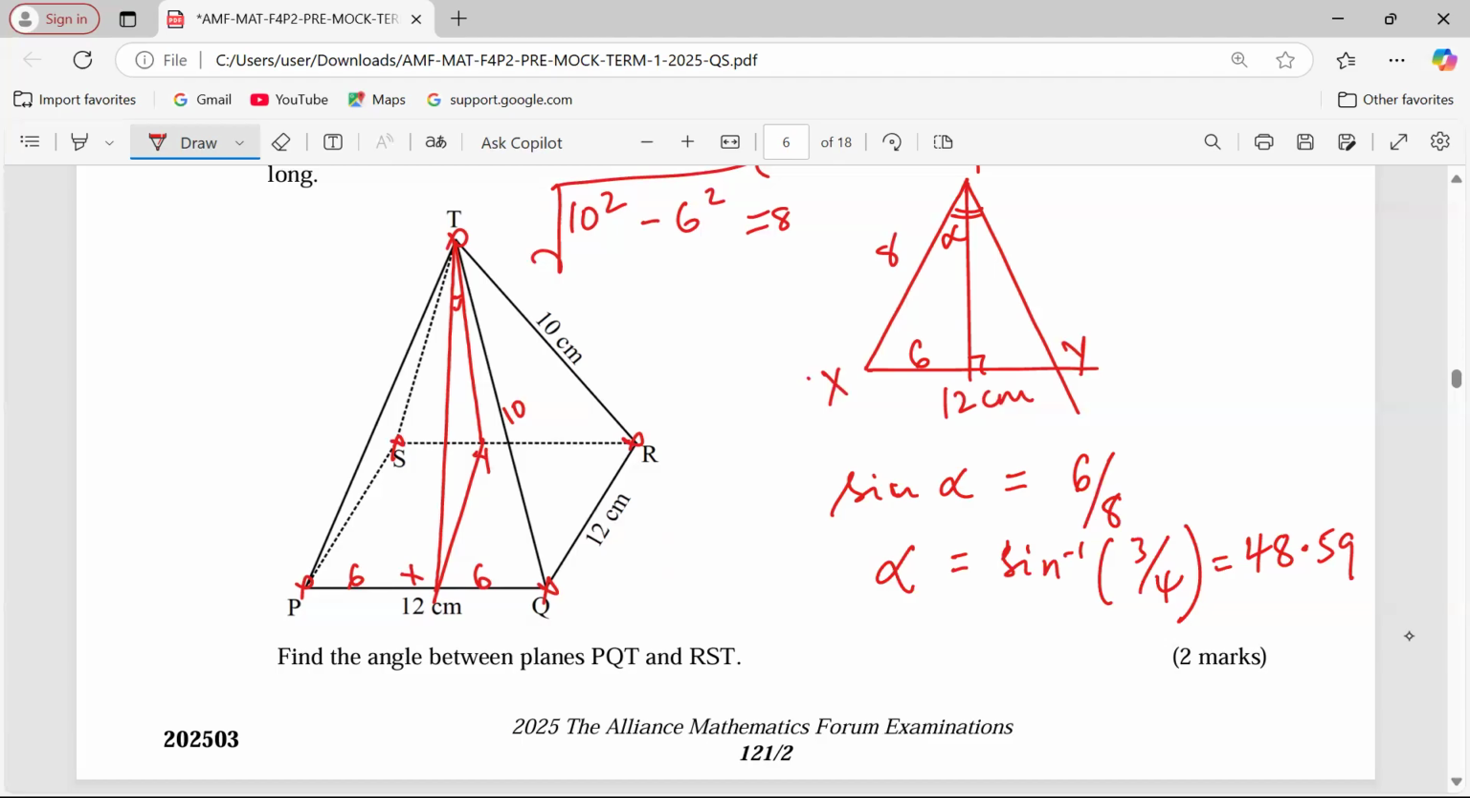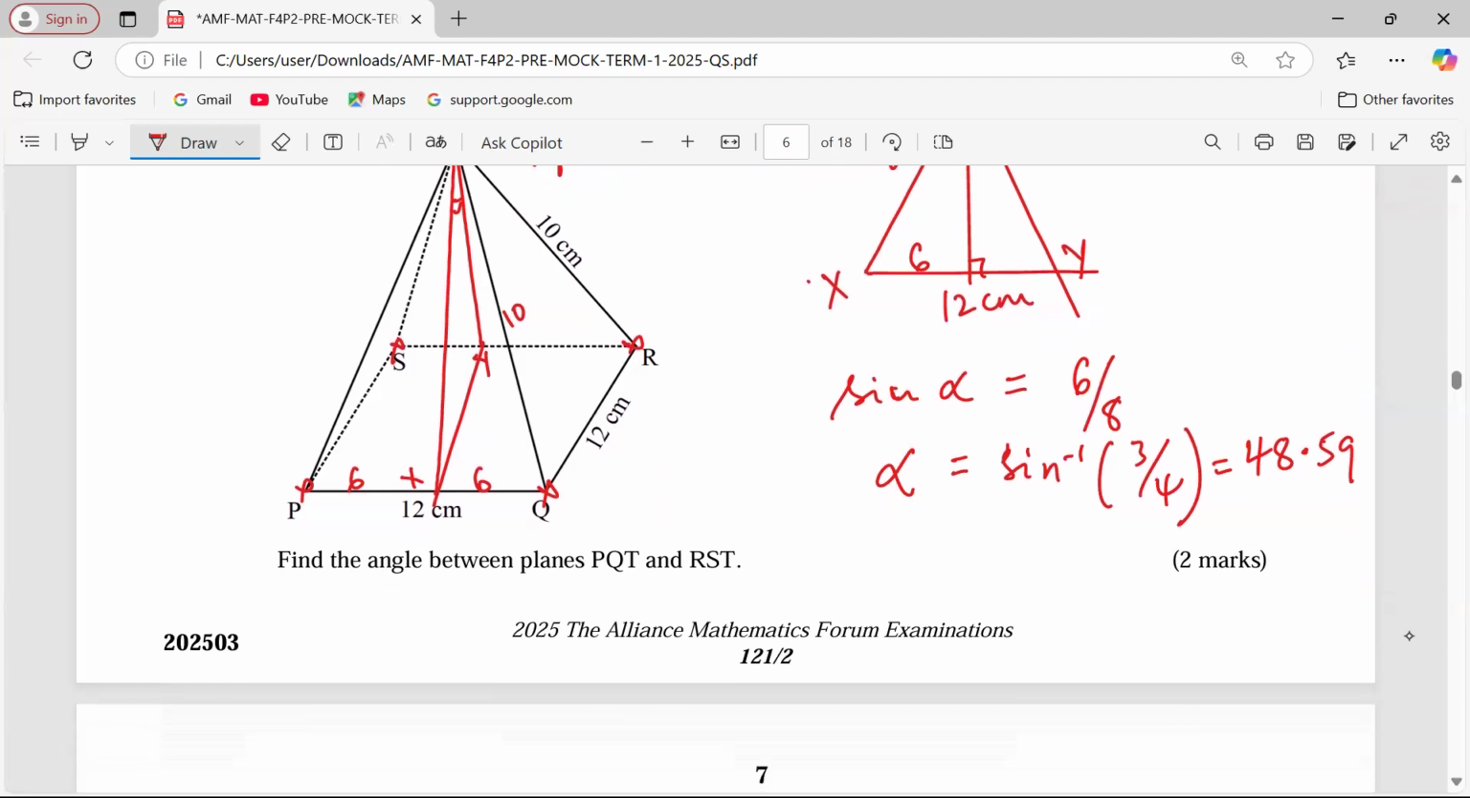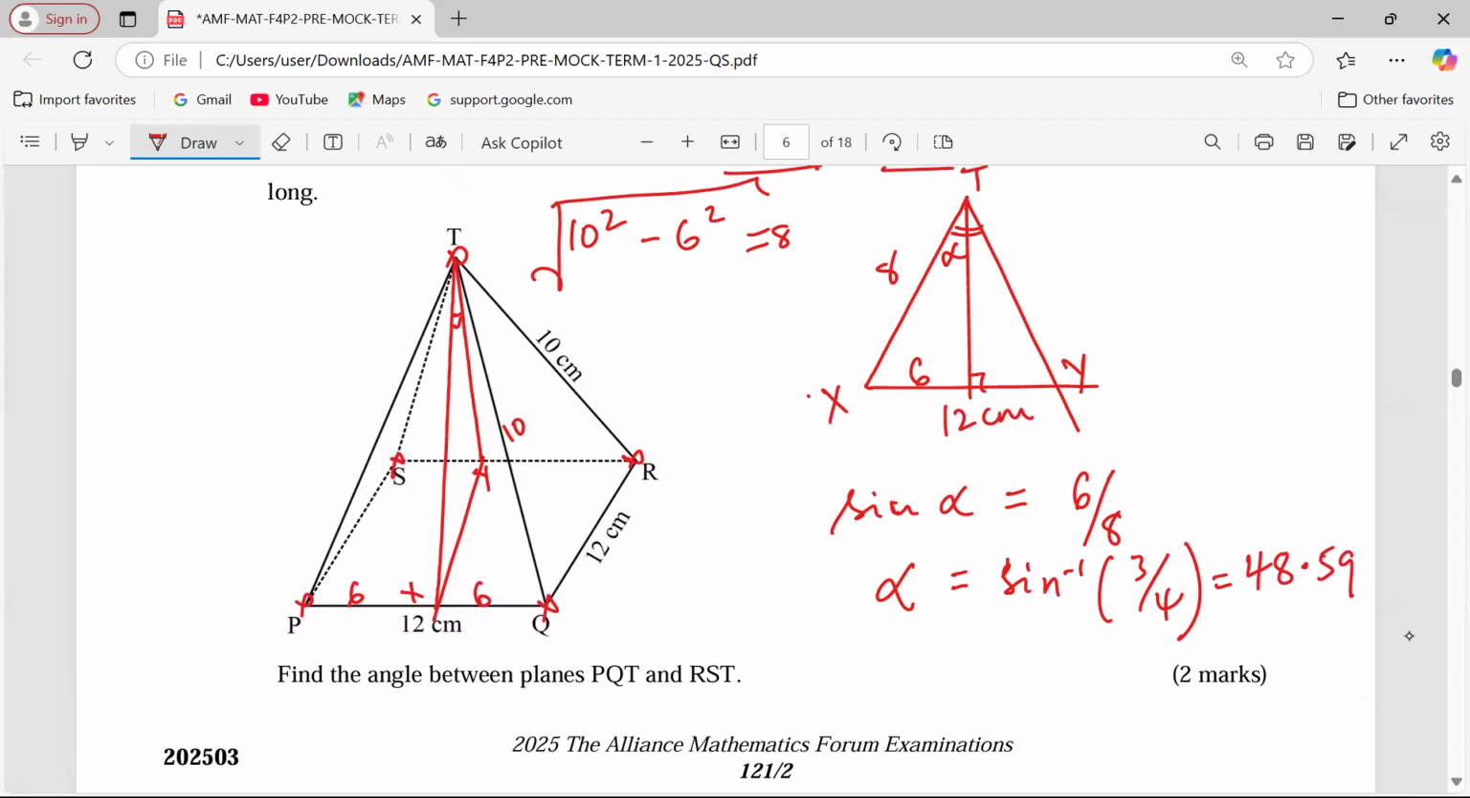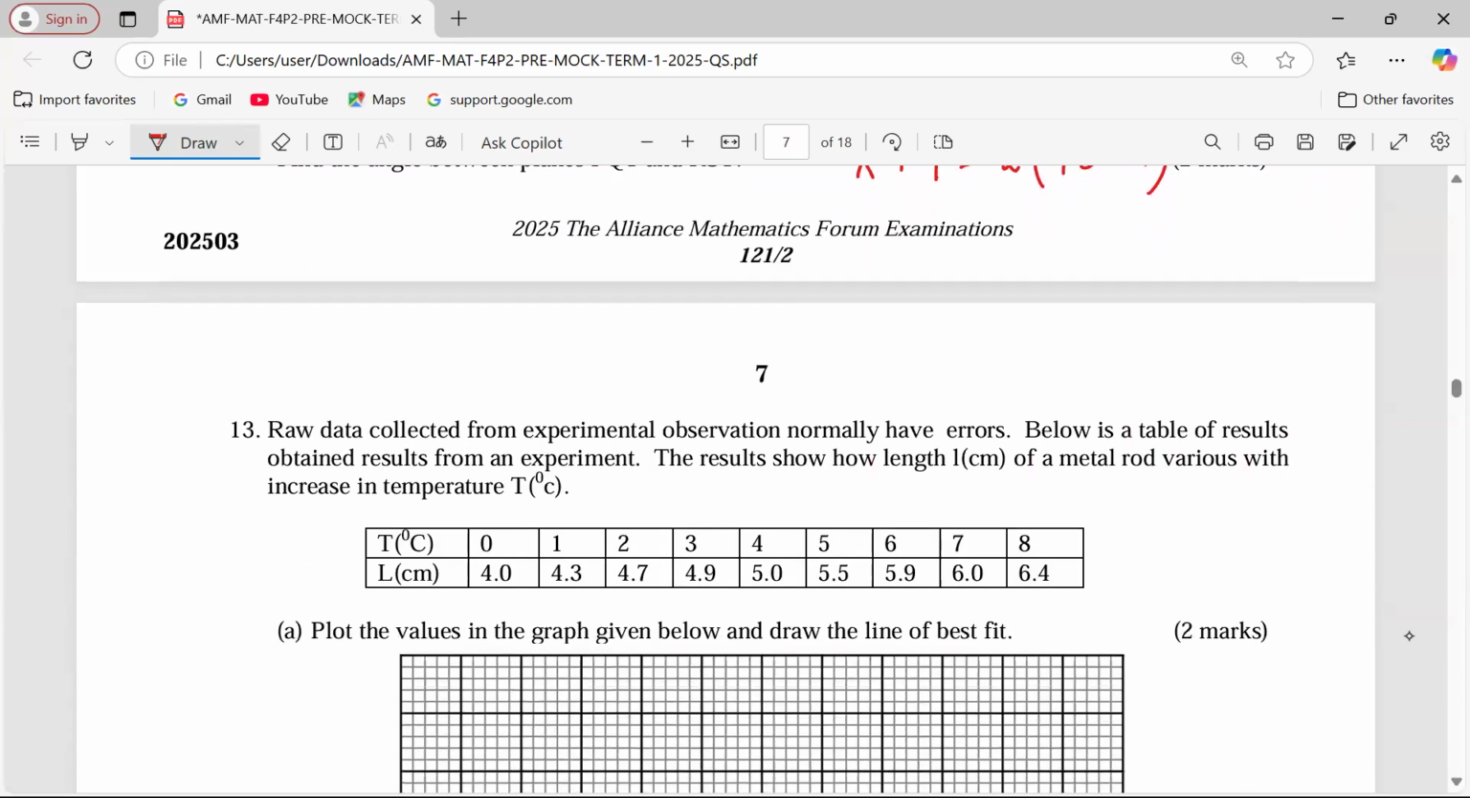Now with 48.59, we are also supposed to ask ourselves, if that is that particular part, what about the whole angle, X, T, Y? It will be 2 multiplied by 48.59. And when we multiply this by 2, exactly we are getting 97.18 degrees. So this is the angle of our interest, 97.18.